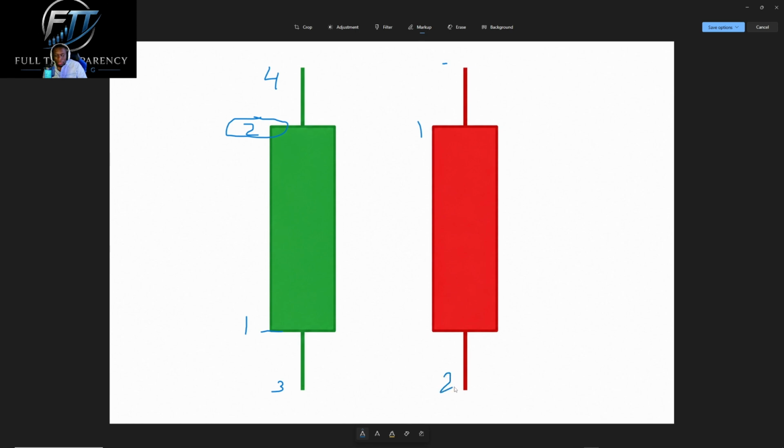Position number 2 is right here. Bearish candle is going down. Previous candle was right here. Bearish candle starts right there. That's the open, and it starts pushing down towards that initial $1. Goes down to $1, stops right there.